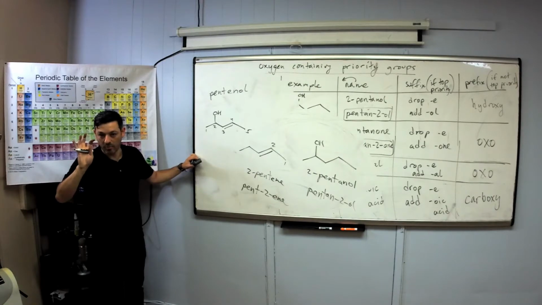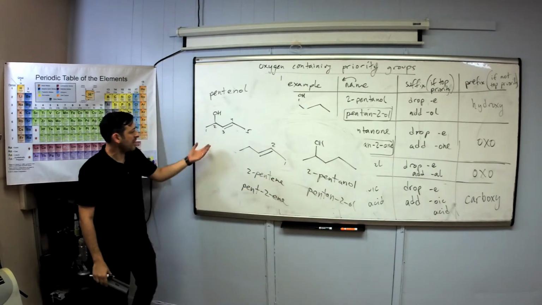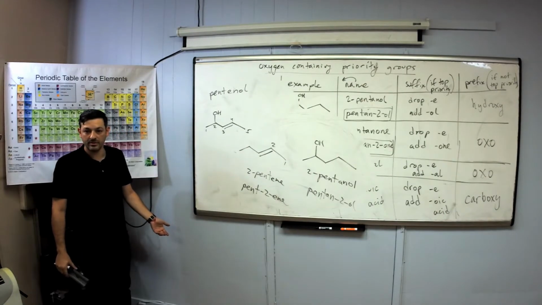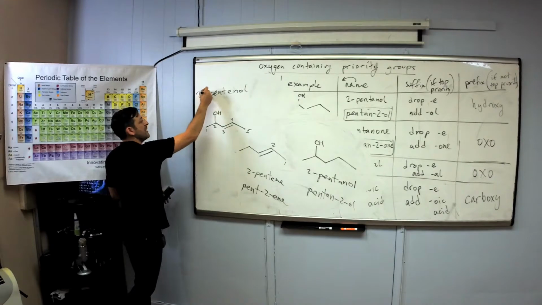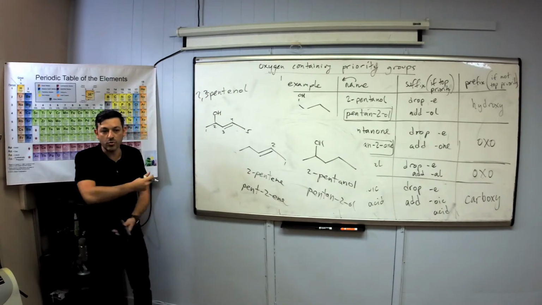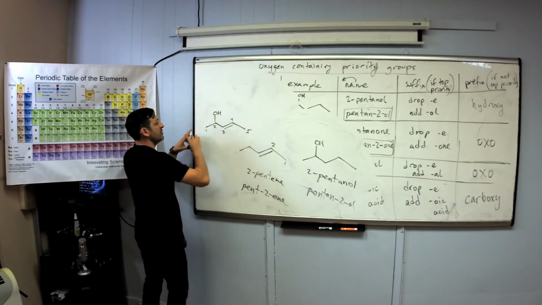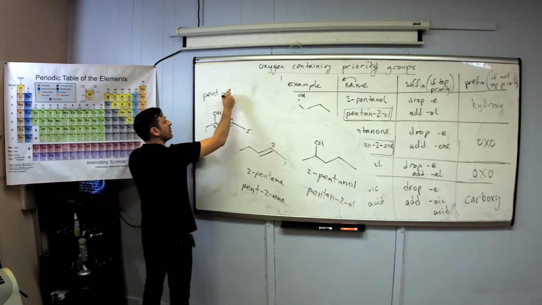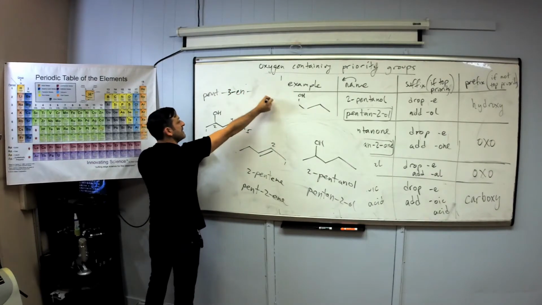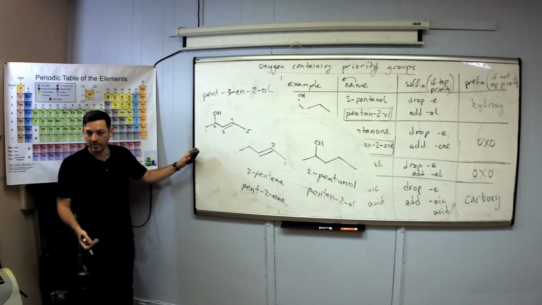Now the real whole point. If you're going to drop a number in front of the whole name, how are you going to number this? What are you going to say? There's something on 2 and 3? Like which one's on 2 and which one's on 3? How about you do it this way? Pent-3-en-2-ol. Do you see I put the number in front of the group?